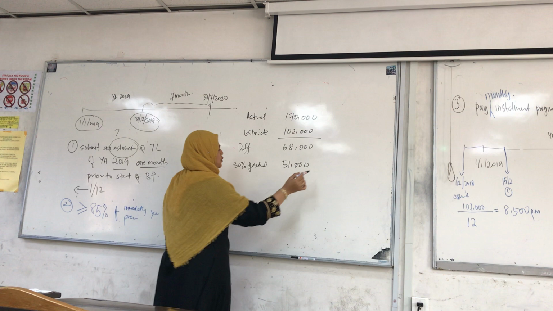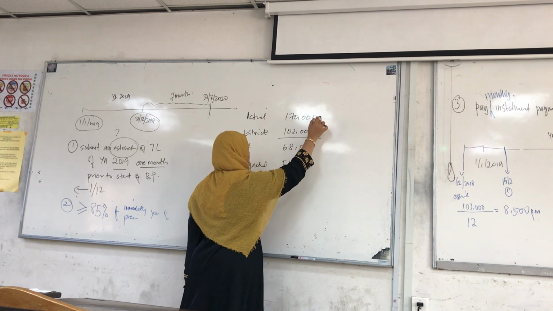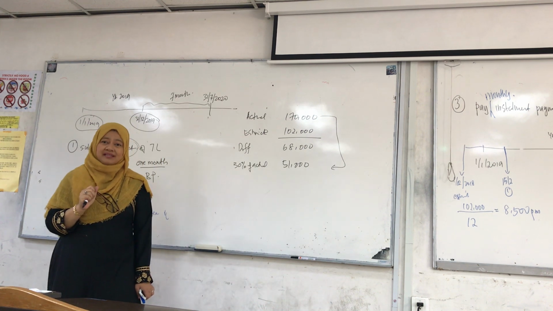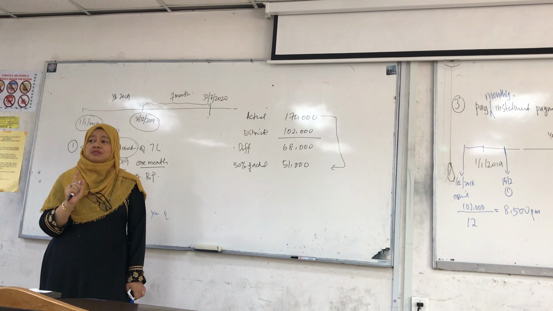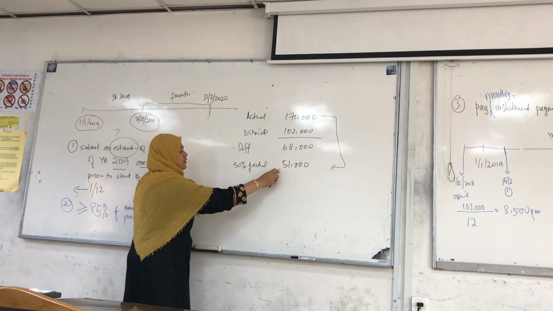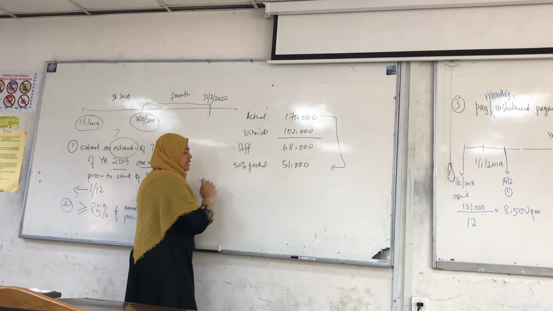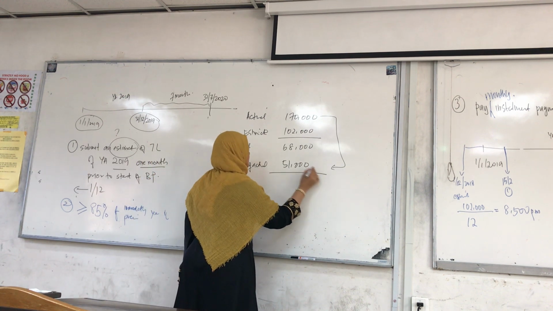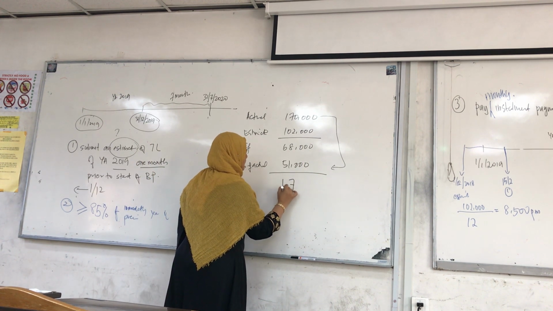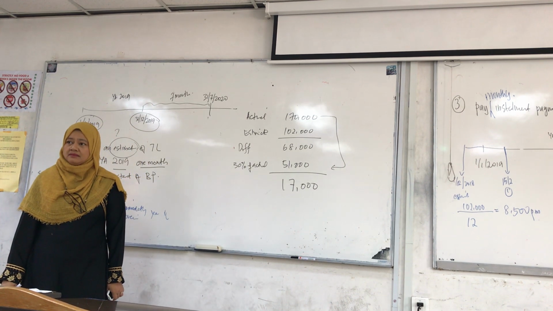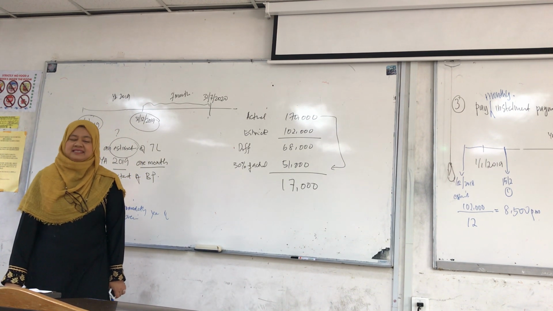Okay? So you have to compare. 30% of your actual is 51,000. So now you have to see, is the difference more than 30% of your actual? Your 30% of actual is 51,000. The difference is 68,000. Is it more? Yes, it's more. So in this case, how much is the difference? 17,000. What is that 17,000? We call it the excess.